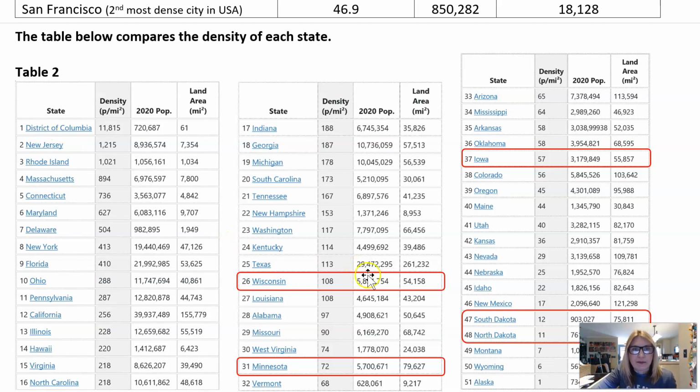I highlighted some of the Midwestern ones. So Wisconsin is 26th most dense. Minnesota is the 31st most dense state in the United States. Iowa is 37th. North Dakota and South Dakota are 48th and 47th respectively. And then Alaska is the least dense state in the United States.